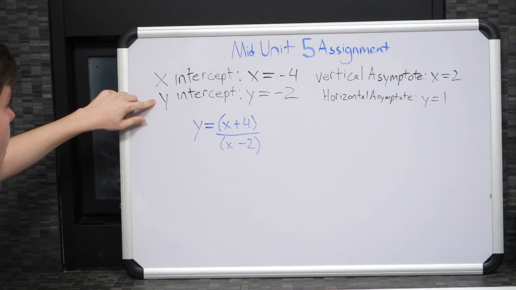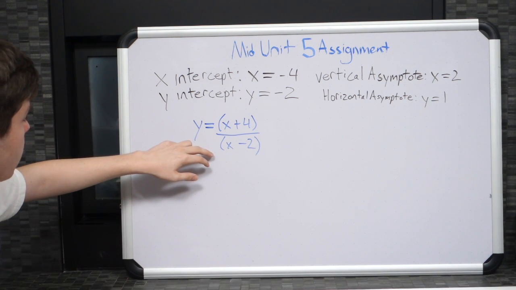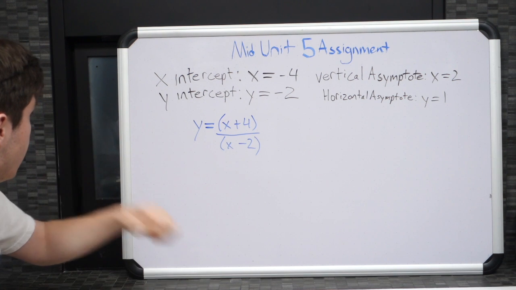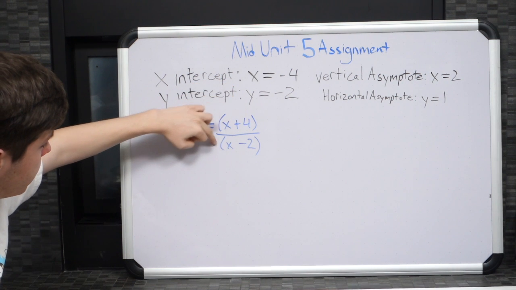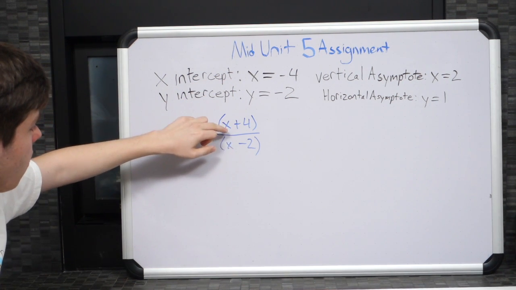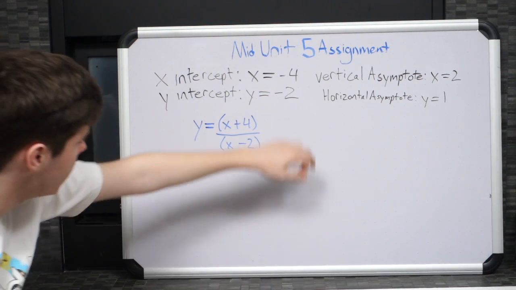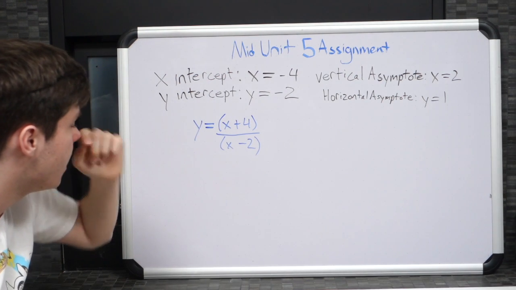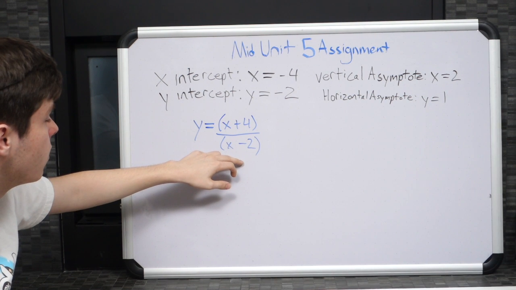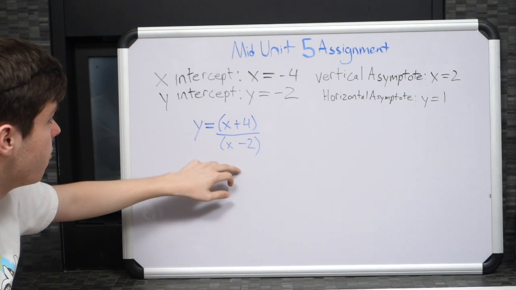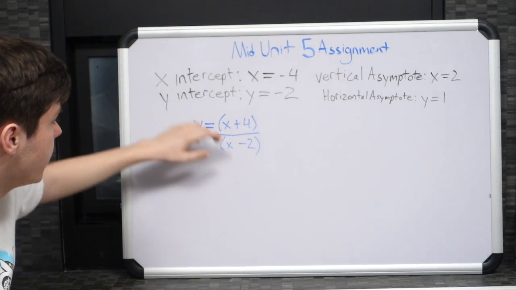And then the y-intercept, where y equals negative 2, this is where I set x to 0, so therefore 0 plus 4 divided by 0 minus 2, 4 over negative 2 equals negative 2. So those two work. And then the vertical asymptote is when the denominator equals 0, so x minus 2 equals 0, bring the 2 over, x equals 2, so that works.